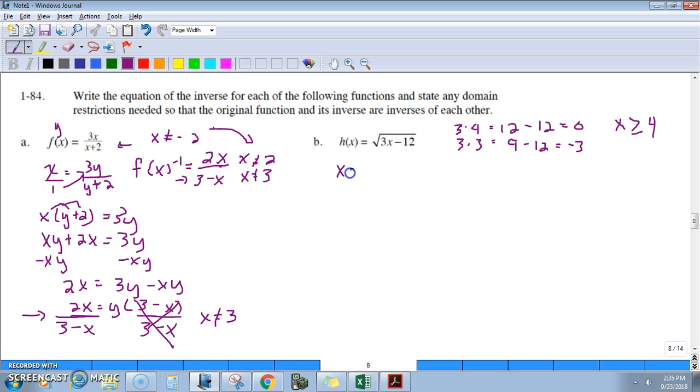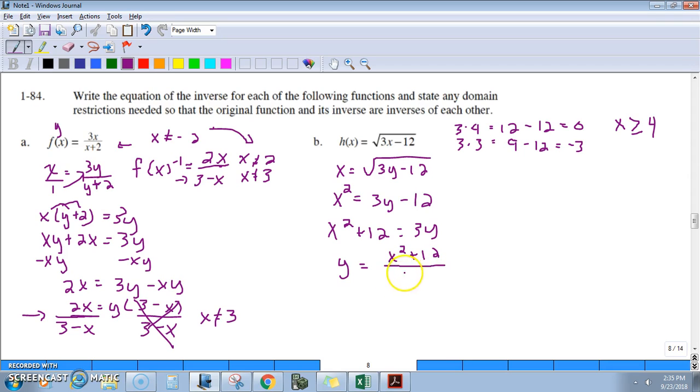We're going to change this to x equals the square root of 3 times y minus 12. So I'm going to square both sides. x squared equals 3y minus 12. Add 12 to both sides. And divide both sides by 3. So we get y equals x squared plus 12 all over 3. So this is where, you guys, I'll show you on Desmos in just a second. This is where you really have to have those domains defined for them to be inverse functions.